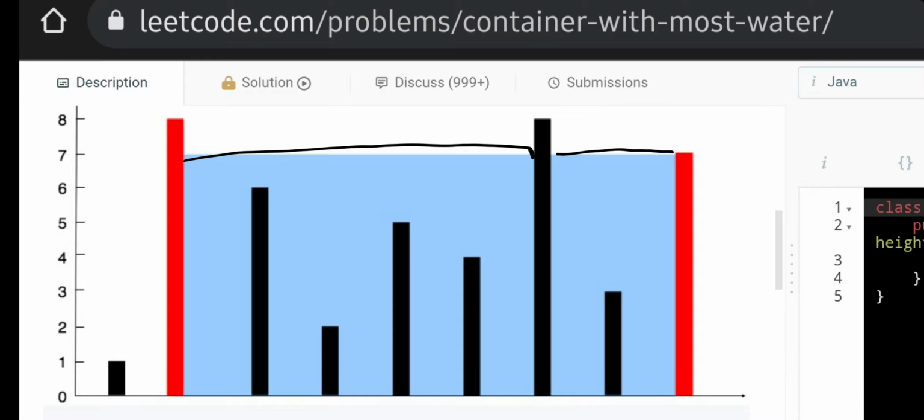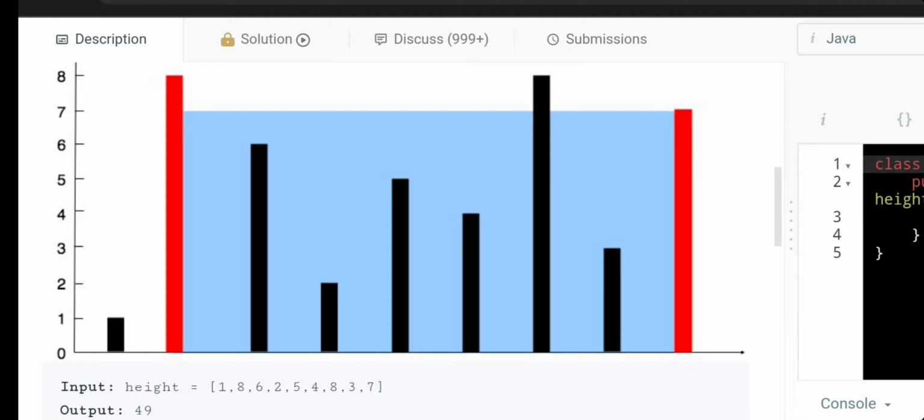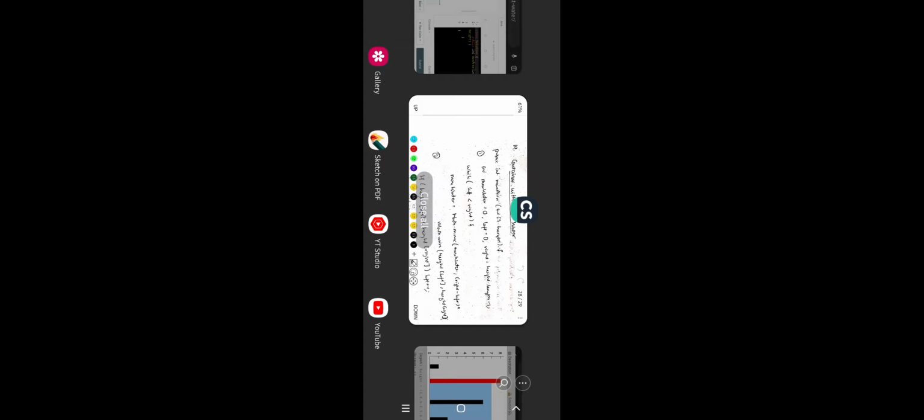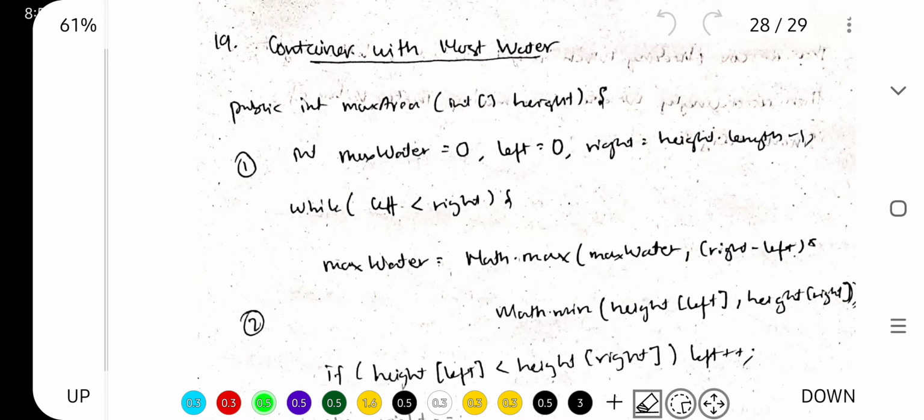So how we'll be approaching this question is that we have been given these heights. Let me show you the code and explain how the approach of this question will work. It's upon your imagination how much you can imagine; you can understand this in a much better way.